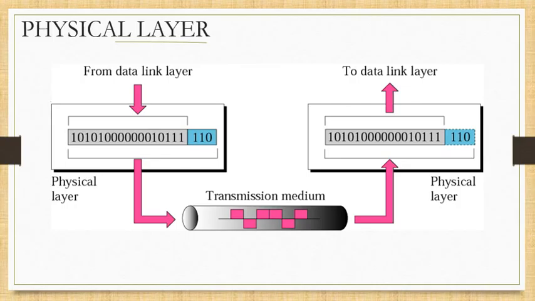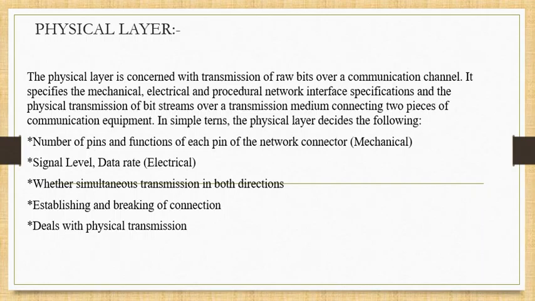So the physical layer is concerned with the transmission of raw bits over a communication channel and specifies the mechanical, electrical, and procedural network interface specification and the physical transmission of bit stream over a transmission media connecting two pieces of communication equipment. In simple terms, the physical layer decides the following: the number of pins and the function of each pin of the network connector, signal layer, data rate, whether simultaneous transmission in both directions, and establishing and breaking of connection. It deals with the physical transmission.